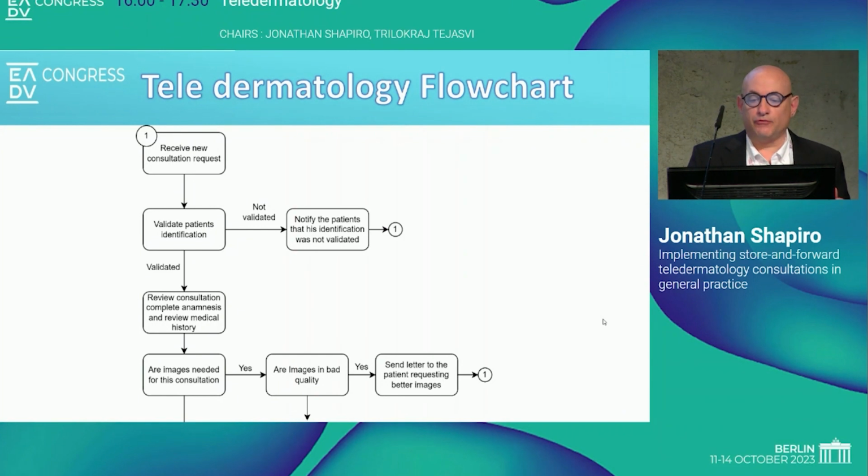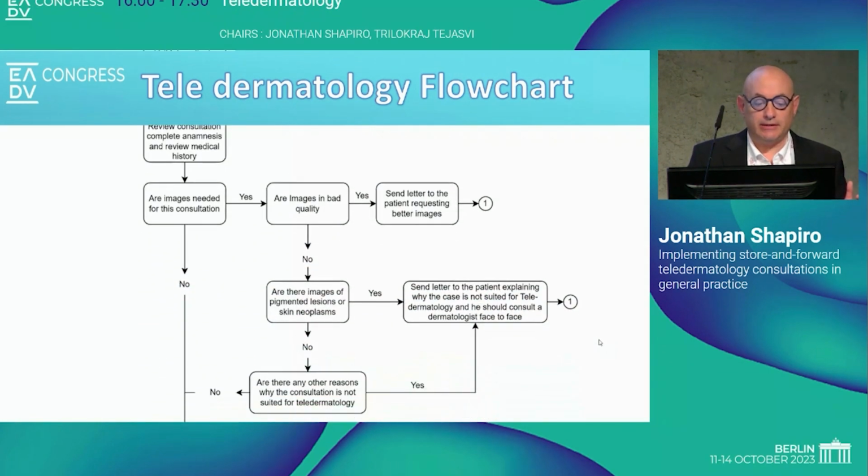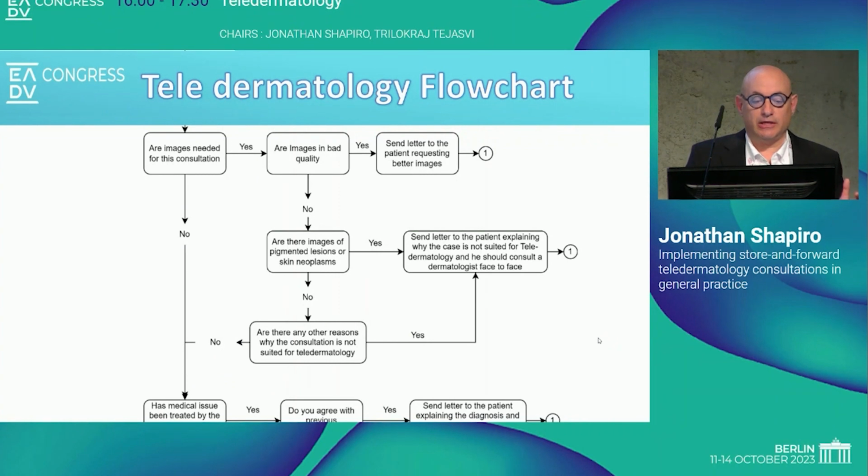So this is the flow chart of how we work, and we try to make it simple. We receive a new consultation. The first thing is to validate the identification of the patient, because we sometimes have patients stealing the identification of a different patient who does have insurance. If that happens, you have to notify the patient. After it's validated, review the consultation, complete the anamnesis, review the medical record, and decide if you need images, because not every consultation requires images.